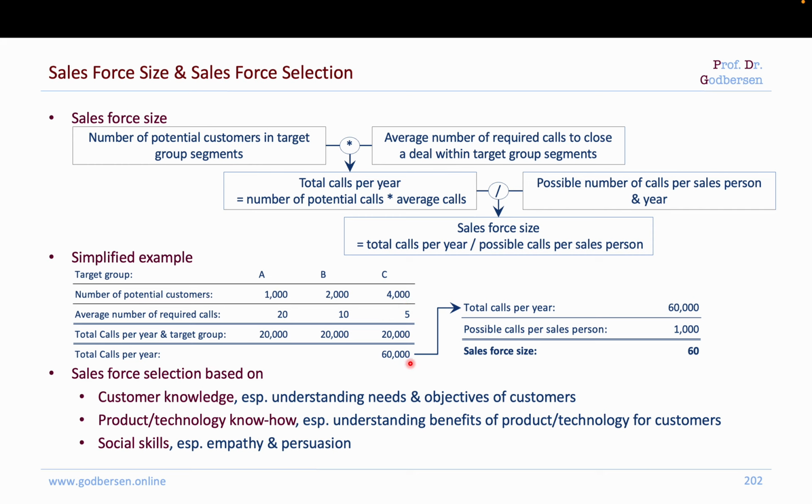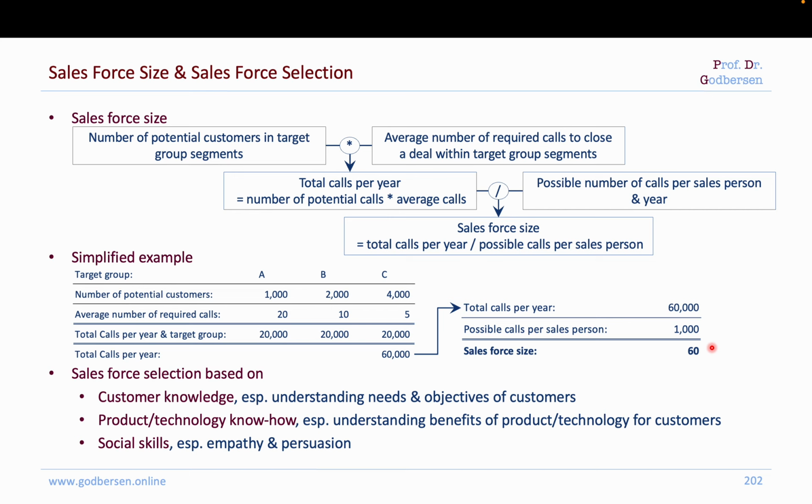So we need to make 60,000 calls per year. Let's assume one salesperson can do 1,000 calls per year, and 60,000 divided by 1,000 is 60. Then our sales force should consist of 60 people.